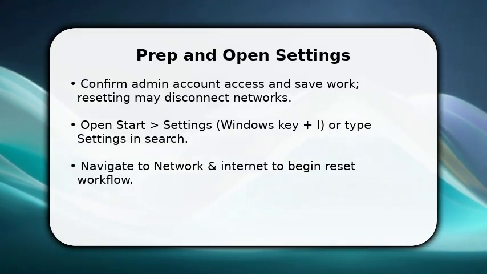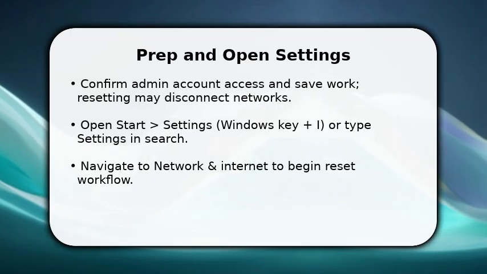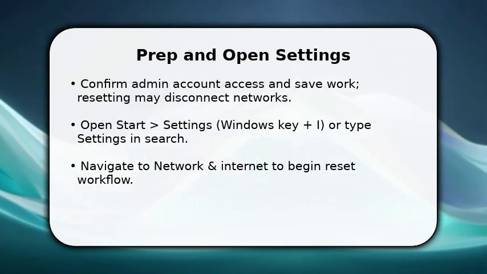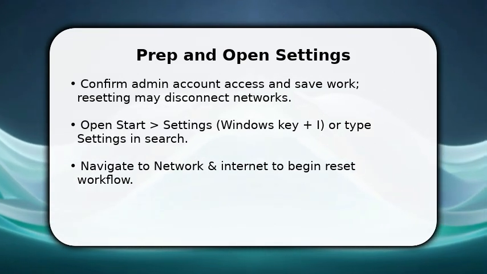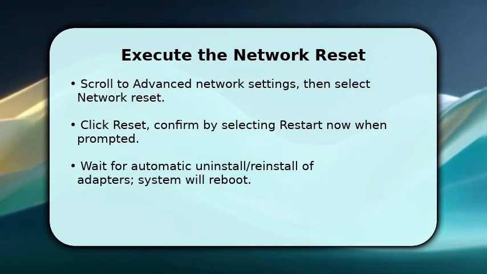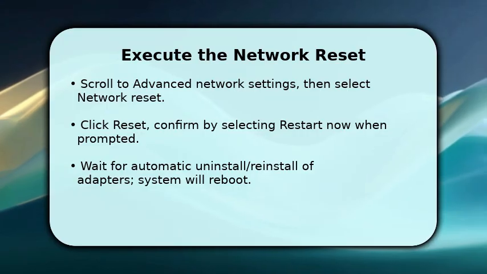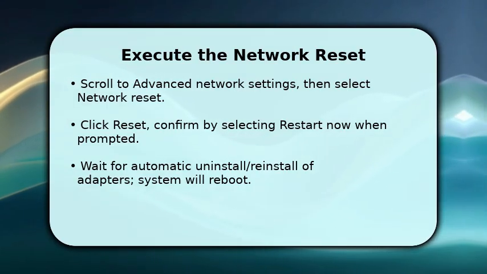You're not reinstalling Windows. This targets networking stacks and adapters. Make sure to note any static IPs or VPN credentials before proceeding so you can reapply them afterward. Once in Network and Internet, scroll to Advanced Network Settings and select Network Reset. This option reinstalls network adapters and returns settings to defaults.